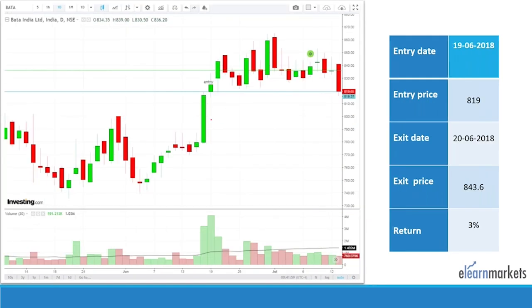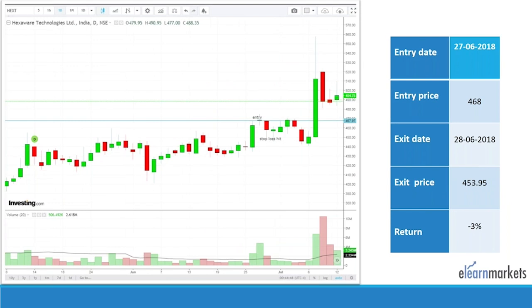Then you have Bata India, same, 19th of June. This is 18th June. On 19th June it crossed the high. We entered here with a target of 5%, but we exited at 3%. So we squared up our position when the stock reached 843.